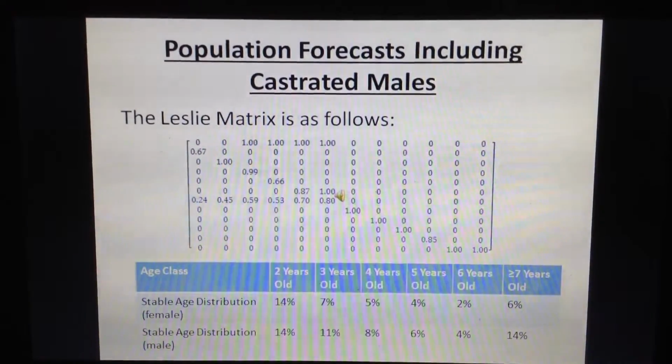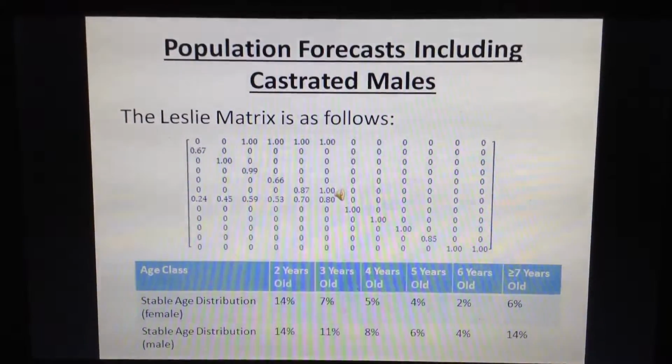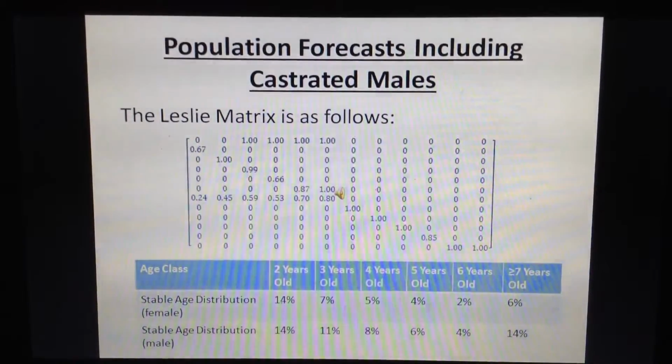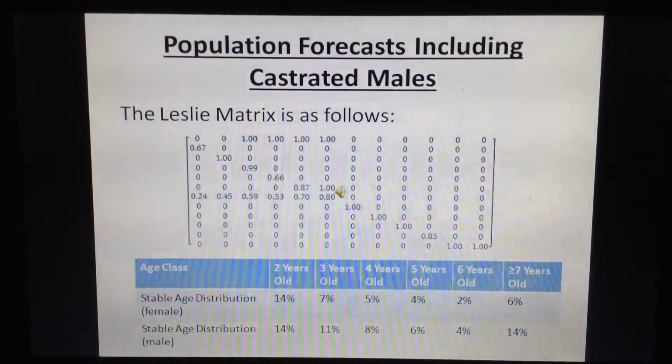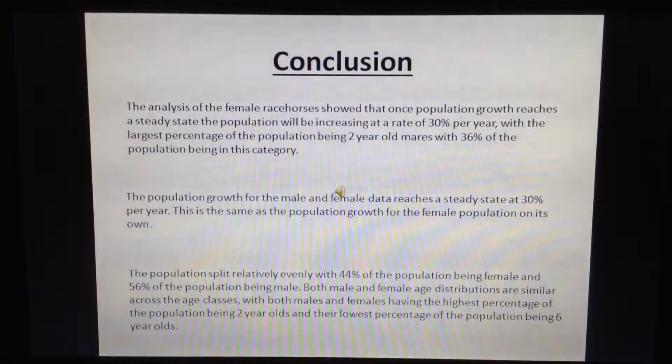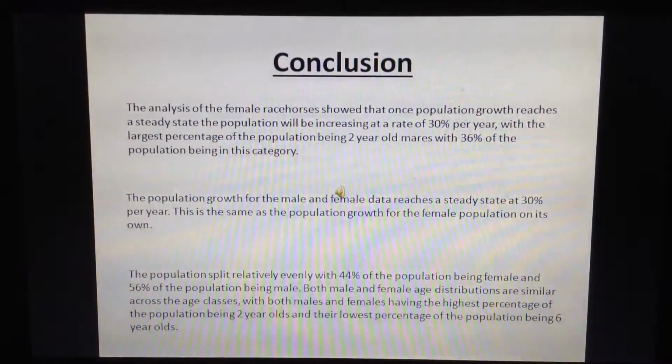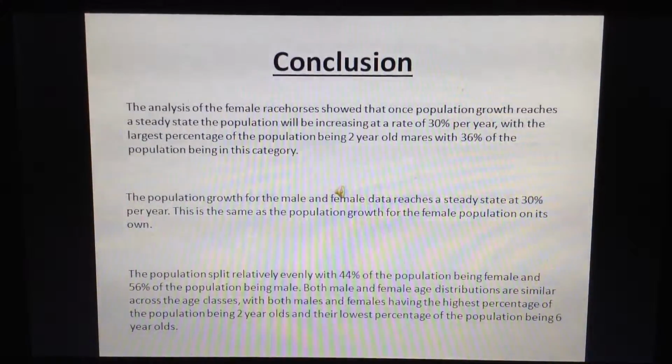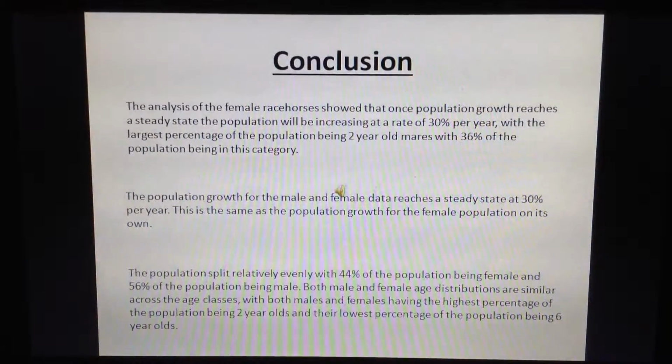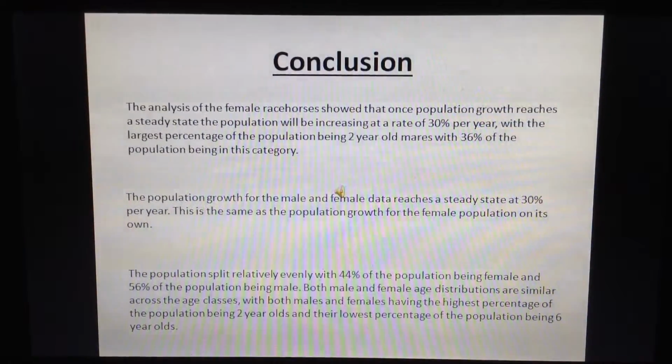Using the power method on this Leslie matrix model, we can find the dominant eigenvalue is 1.2993. This shows that once the population growth reaches steady state, the population will be increasing at a rate of 30% per year. The steady state population distribution is shown. The analysis of the female racehorses showed that once population growth reaches a steady state, the population will be increasing at a rate of 30% per year, with the largest percentage of the population being 2-year-old mares, with 36% of the population being in this category.